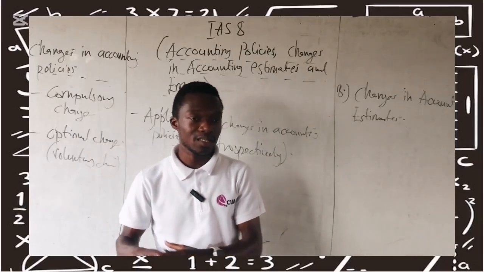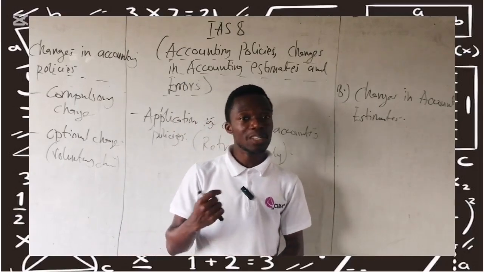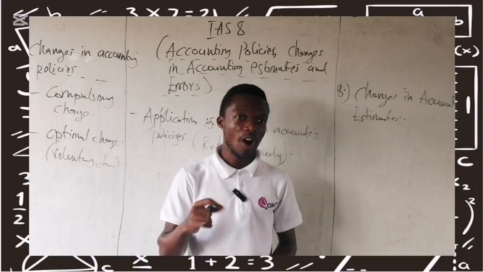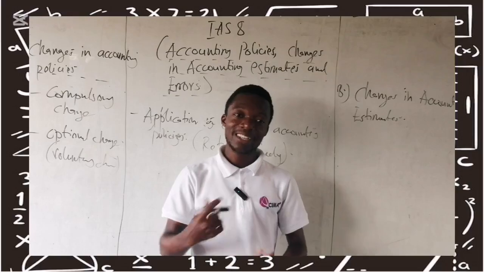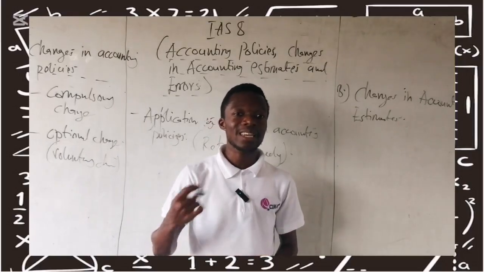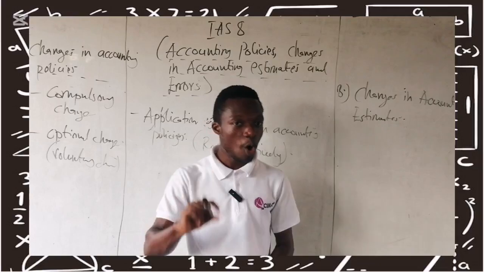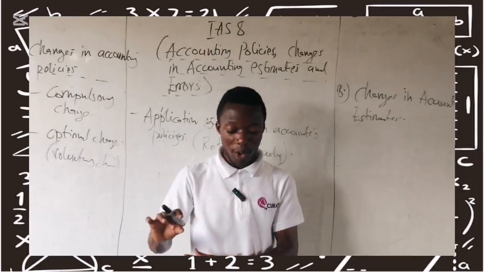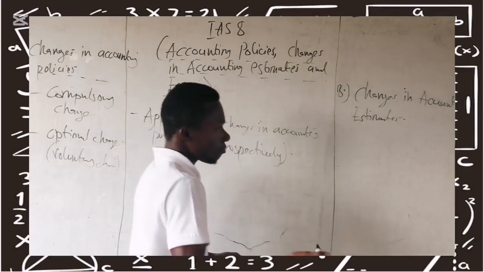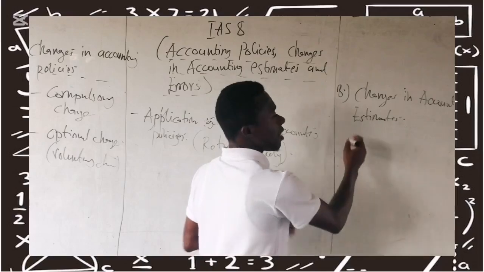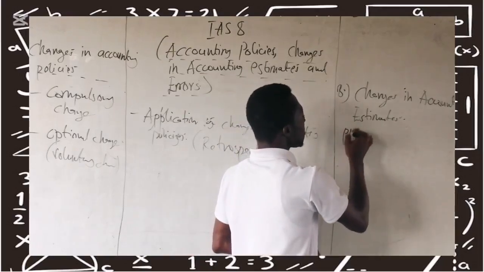When we say changes in accounting estimates, it's very simple. Here we are talking about the adjustment of the carrying amount of an asset or a liability as a result of the reassessment of its economic benefit or the obligation. That's what we call a change in accounting estimate.